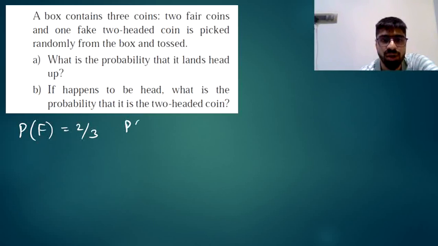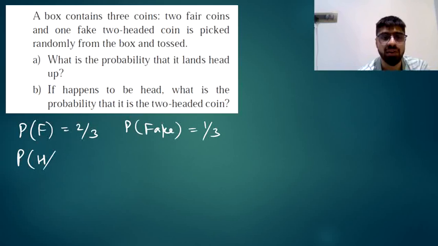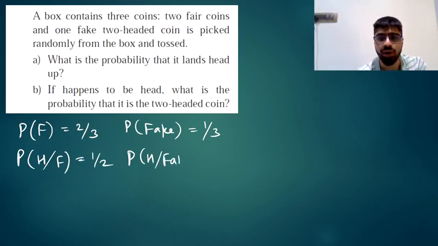So what is the probability of a fake coin getting selected? So probability of the fake coin coming is 1 by 3. This F stands for fair. So P of fair 2 by 3, P of fake 1 by 3. What is probability of getting a head given that it is a fair coin? See, given that it is a fair coin, probability of getting a head will be half. But if it is a fake coin, then probability of head given that it is a fake coin, that fake coin has heads on both the sides. Okay, so probability of getting a head given that fake coin, that probability will be 1.